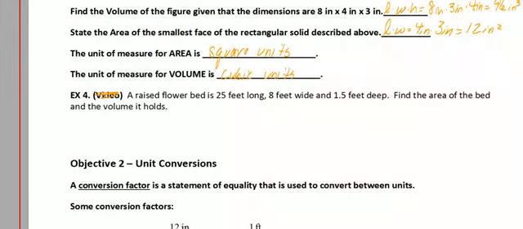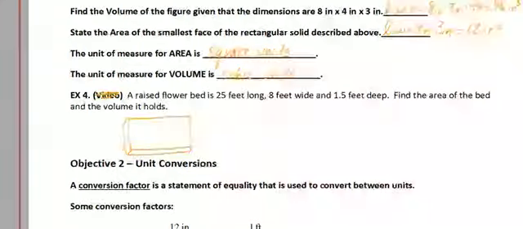So we've got a raised flower bed. It's 25 feet long, 8 feet wide, 1.5 feet deep. We want to find the area of that bed and then the volume that it'll hold. So just a very elementary picture of what this might look like. We've got a flower bed, 25 feet long, 8 feet wide, 1.5 feet deep. So let's just add some units to this. So I'll say this is the 25 feet. Then I'll say that this is 8 feet. And then this height here is 1.5 feet.